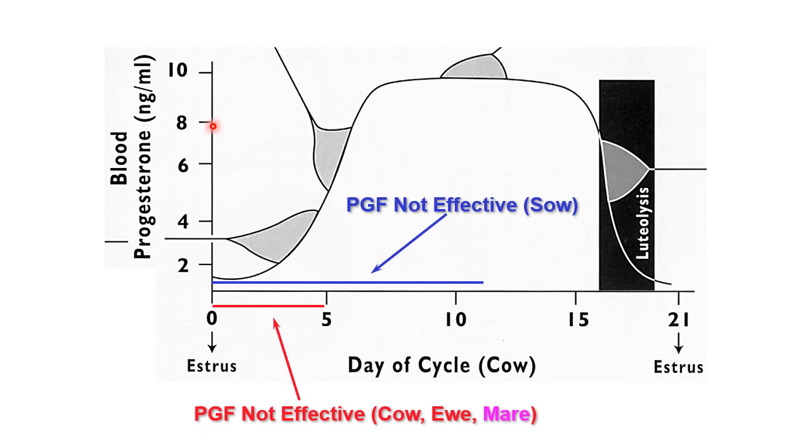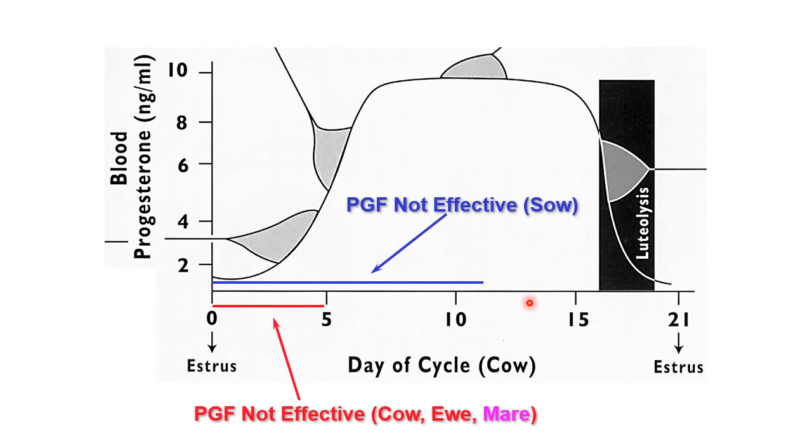So in these animals, in the first 5 days of the estrous cycle in the cow, the ewe, or the mare, after the CL forms, the CL is not responsive to prostaglandin. It is only later in the cycle that it becomes responsive to PGF2 alpha. So shown in the diagram, this portion here is the days wherein the prostaglandin is not effective, and after that, the PGF2 alpha would be effective for these animals already.